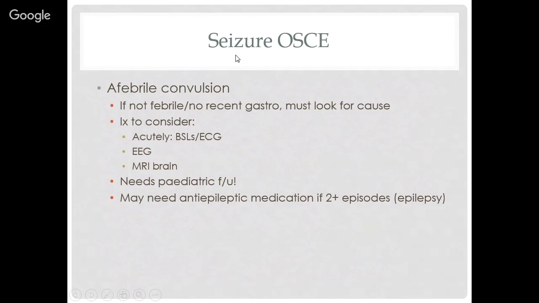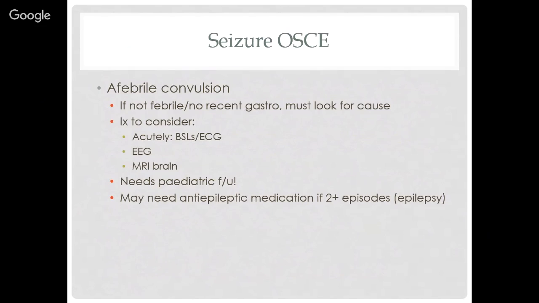So anyway, I really do memorize those. Women's is scary. So anyway, afebrile convulsions in the OSCEs: if there's no fever or a recent gastro, but it's clearly a seizure, that's a serious thing, and you need to look for the cause.